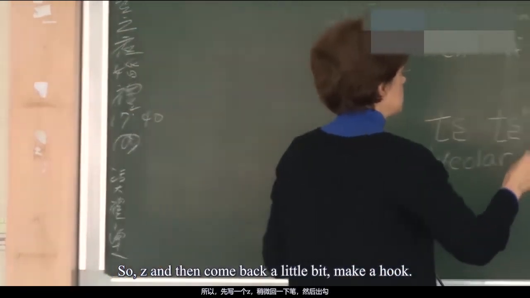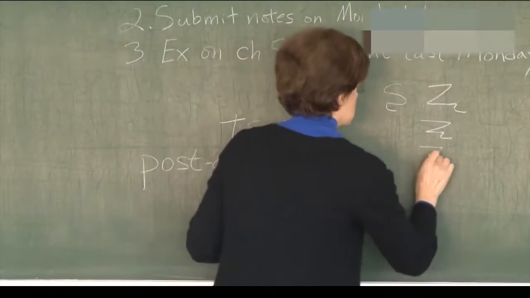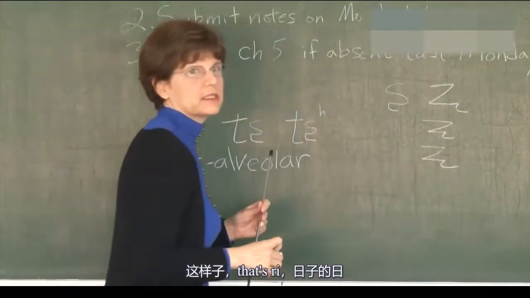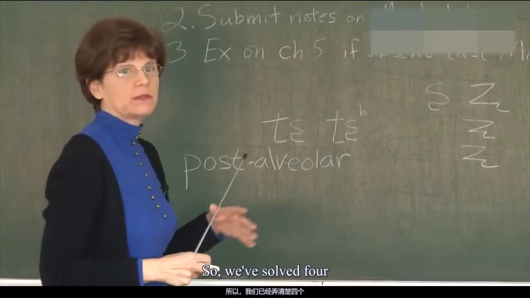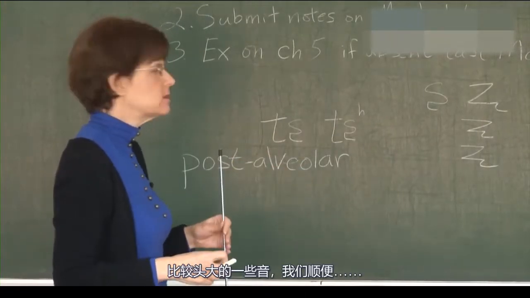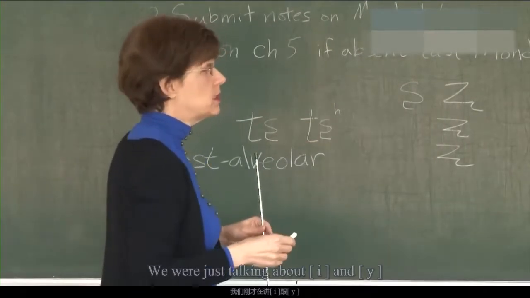So Z, and then come back a little bit and make a hook. 这样子. That's 日子的日. You're going to need that. So we've solved 4比较头大的一些音. 我们顺便, we were just talking about E and U.